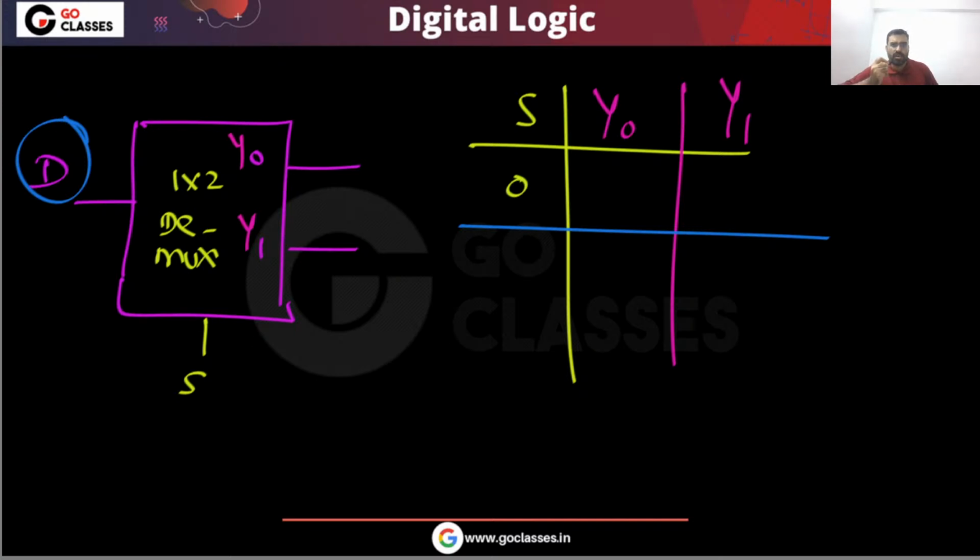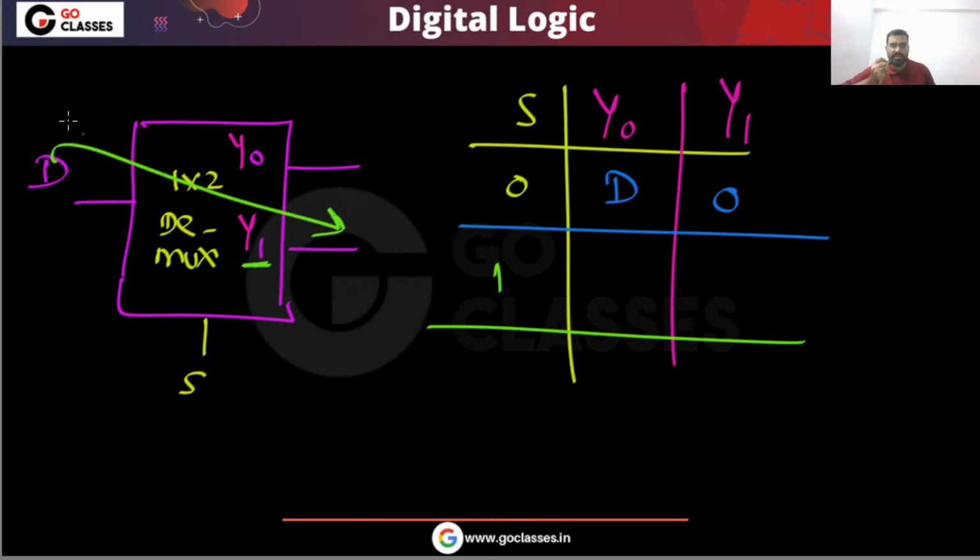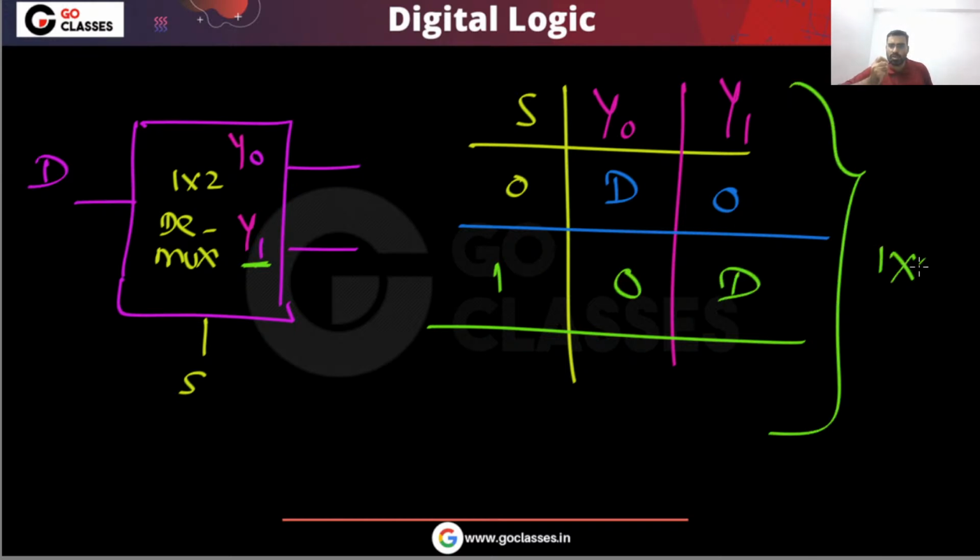If this S is 0, this data will go to Y0. And if this select line S is 1, then the data will go to Y1. So if S is 1, then data will go to Y1. This is your demultiplexer. This is your 1 by 2 DeMux.